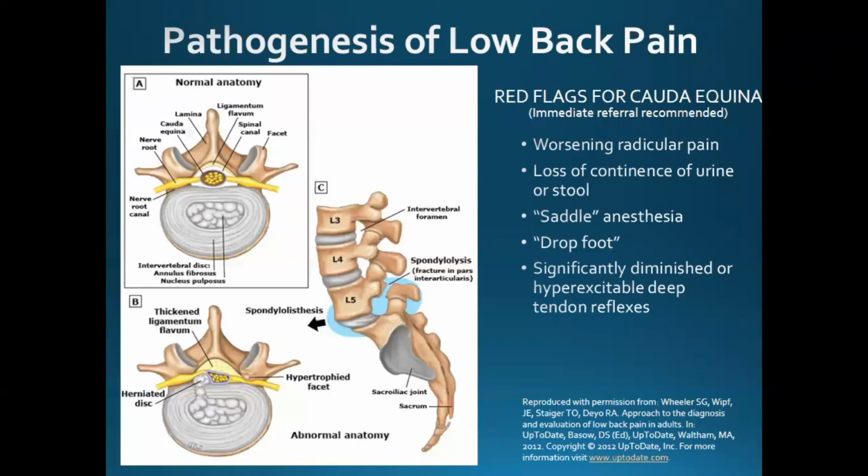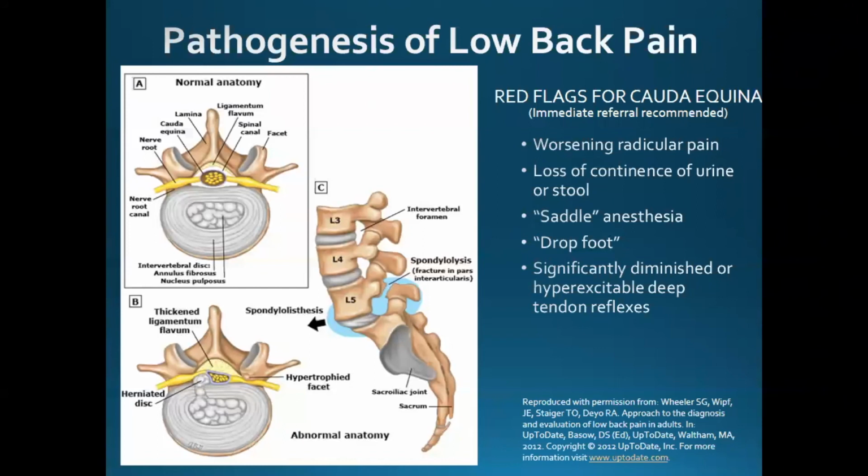I'm not lying. So if you think about it, low back pain, really, how can it come? So this is a cross-section of a vertebral body. This is the central canal. This is your nerve. This is your spinal cord. And off of the spinal cord comes these nerve roots, and this is your disc.